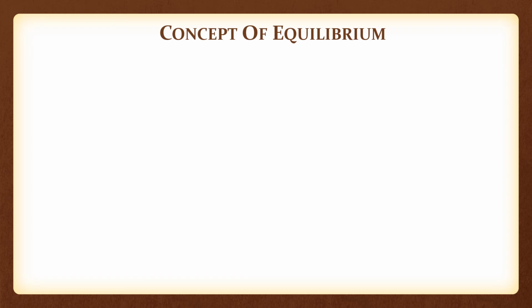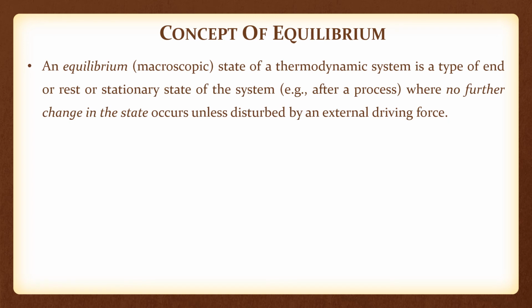Now we come to a central idea in thermodynamics, which is the concept of equilibrium. An equilibrium state of a thermodynamic system is a type of end state, or rest state, or stationary state of a system, for example after a process is completed, where no further change in the state occurs unless disturbed by an external driving force, which means another process starts. So an equilibrium state is a rest state of a system where no further change in state occurs spontaneously.